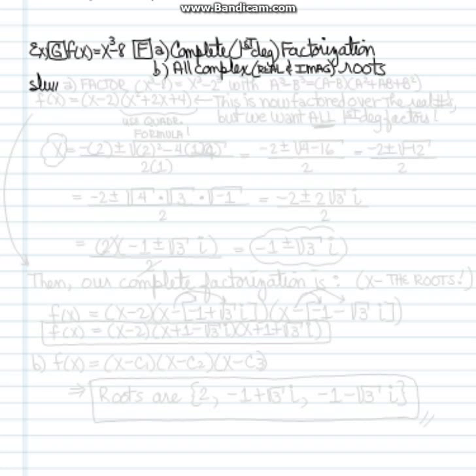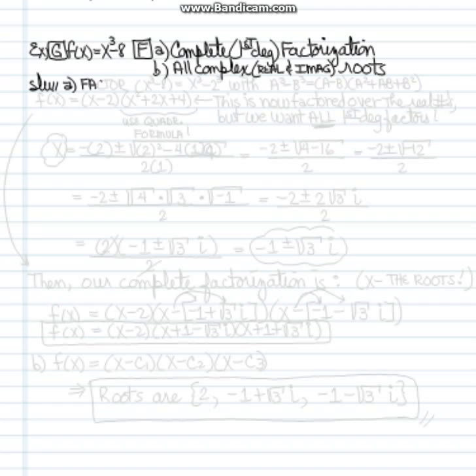Given f of x equals x cubed minus 8, find A, the complete first degree factorization, and part B, all the complex, real and imaginary roots. Looks pretty easy. Let's see. Now, x cubed minus 8 looks very familiar.